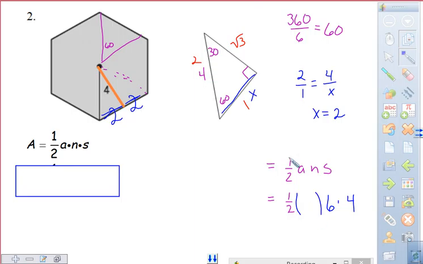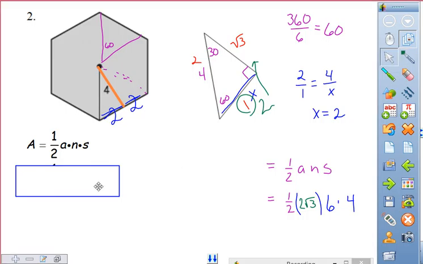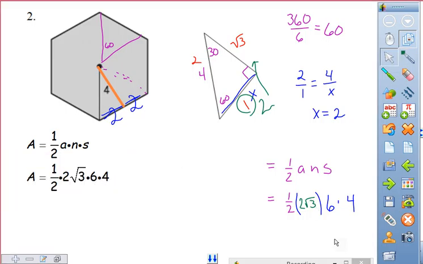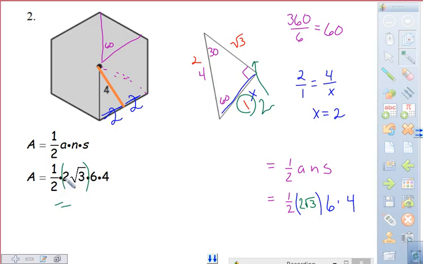Now the only thing left is our apothem. So if we know that the side with the 1 on it is 2, then to go over to the longer leg, I multiply by the root of 3. So that side is 2 roots of 3. So we multiply through on a calculator. Half of 2 is 1, 6 times 4 is 24, roots of 3.